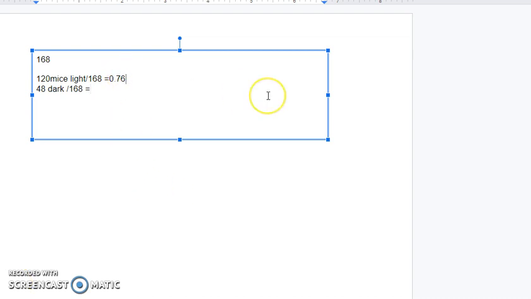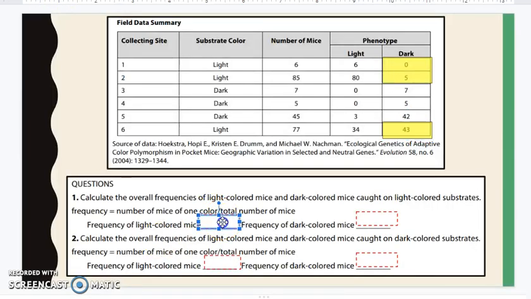Sorry, I just caught a mistake. It's not actually 76, it's 71%. So then when my numbers didn't add up when I was trying to multitask here, so when we do 48 divided by 168, we find that about 29% of the population is dark colored that have been caught on the light substrate. So now here you can see the different frequencies of this. So here, the frequency of light colored mice, and then you have the frequency of dark colored mice on the light substrate. Then question 2 asks us to calculate the overall light-colored mice and dark-colored mice caught on dark substrates.